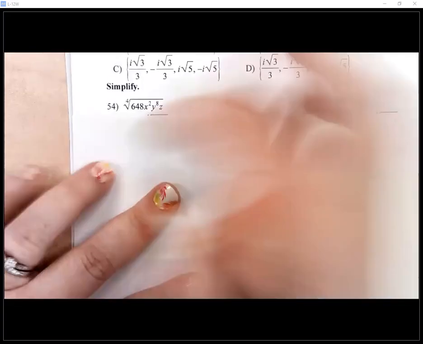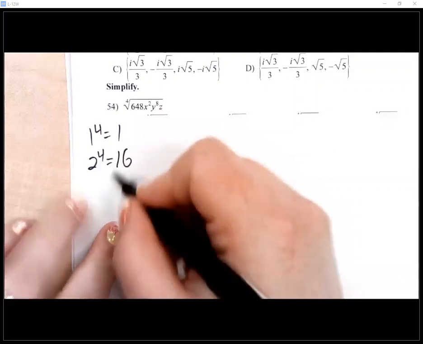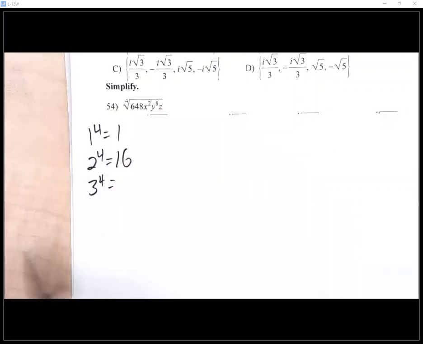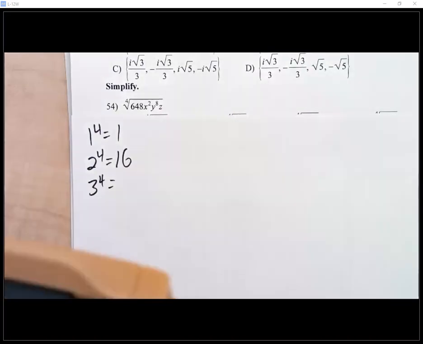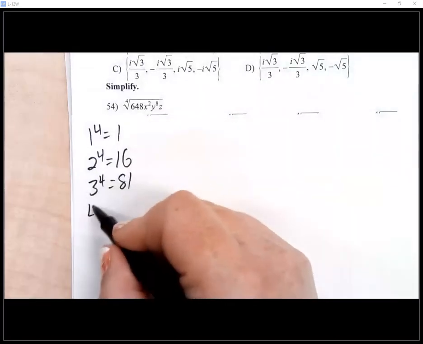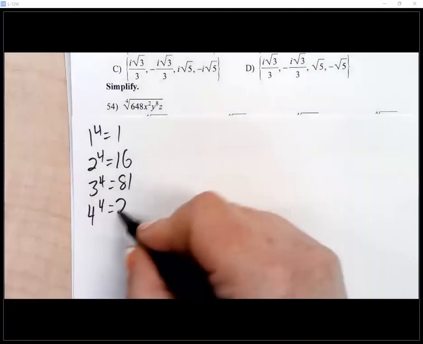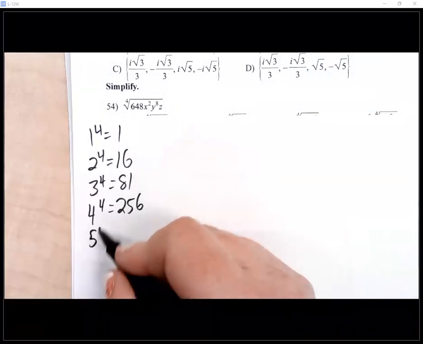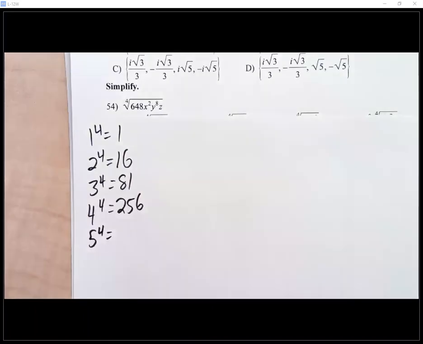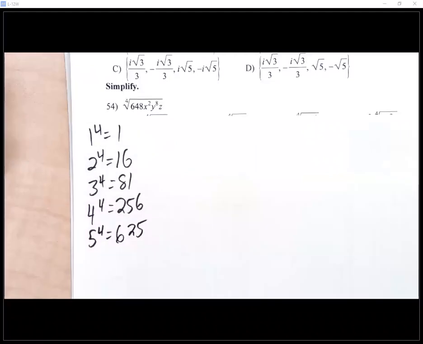1 to the 4th is 1, 2 to the 4th is 16, 3 to the 4th is, I don't know, but my calculator sure does. That's 81, oh yeah, duh. 4 to the 4th would be 256, 5 to the 4th, 625, and that's enough to do this problem, right? So even though you don't have a chart, you can make the chart for yourself if you want it.